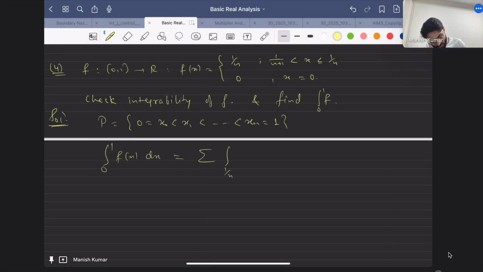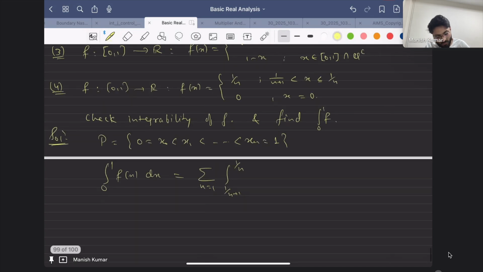Sir, where is this function discontinuous? Sir, it is discontinuous at 1 by n, at each of these points 1 by k, right? Yes, sir. This function, write it.